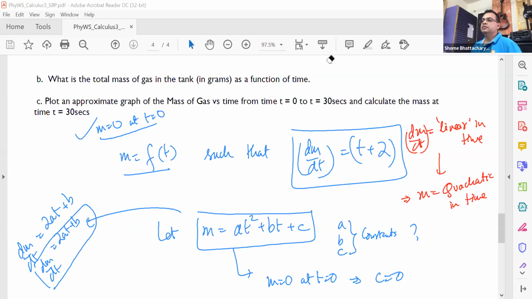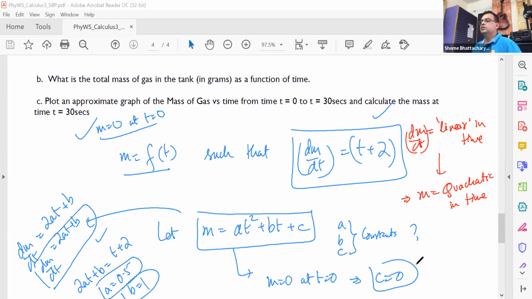So now compare this with the given information. So compare this equation with this. So we can see that 2at plus b must be equal to t plus 2. That means a must be equal to 0.5 and b must be equal to 2. So the mass as a function of time is therefore now becoming how much? I've got the value of a, I've got the value of b, I've got the value of c. So that means mass as a function of time is 0.5t square plus 2t. So this is the mass as a function of time.